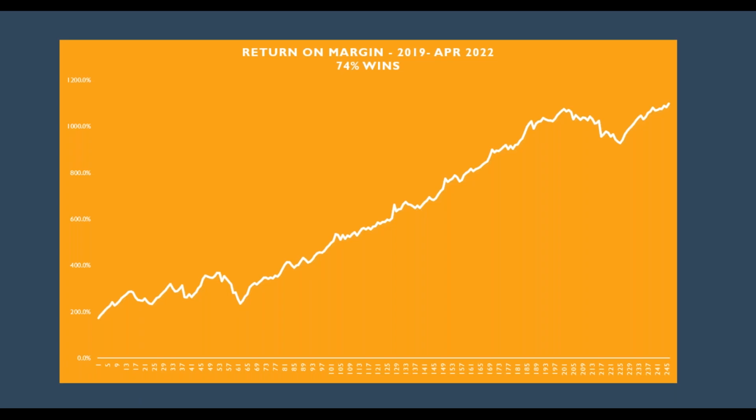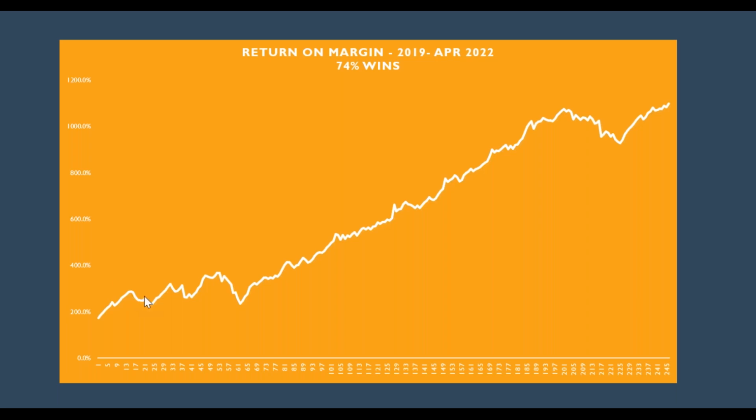So how do I do? Well, this is the kind of equity curve everybody would love to have. And I do this consistently, month after month, year after year. And we're just taking a look at from January 2019. I kind of wanted to take a look at it through the pandemic section, if you will.